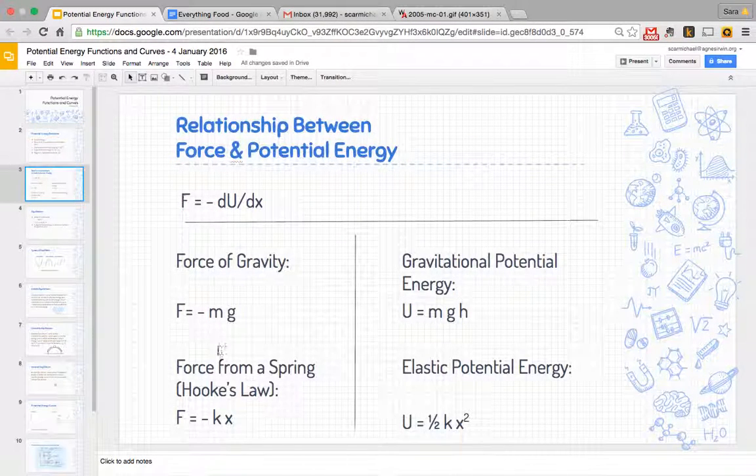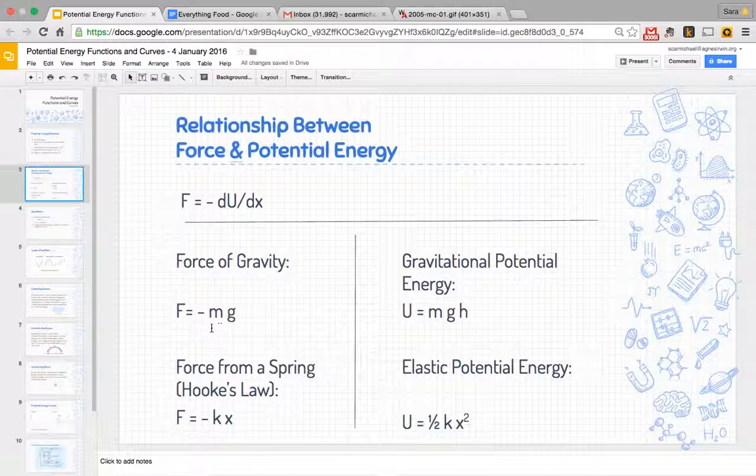All right, so I do think we talked about this before break. There's a relationship, obviously, between force and potential energy, since potential energy results from work being done against a conservative force. That relationship is that the force is the negative of the derivative of potential energy with respect to position. Or another way of saying that is potential energy is the negative of the antiderivative of force with respect to position, right?